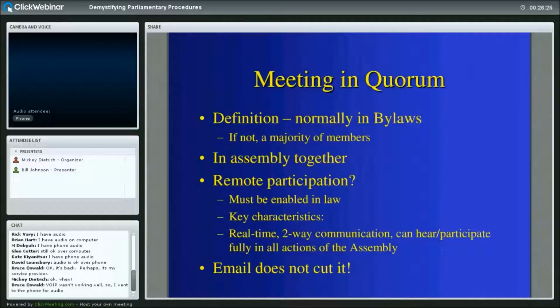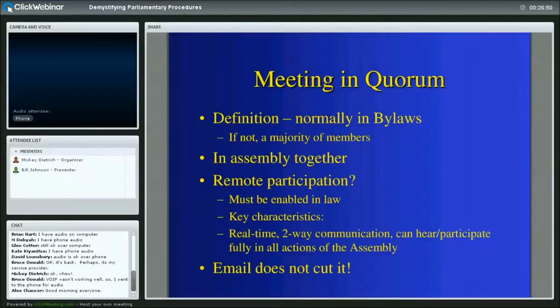But it is something important to understand, that it must be allowed in the jurisdiction whose laws you're under. For it to be valid, it has to allow real-time two-way communication, because the only way you can really be a participant in a Robert's Rules meeting is if you can hear and participate fully in the debate and the actions of the assembly.